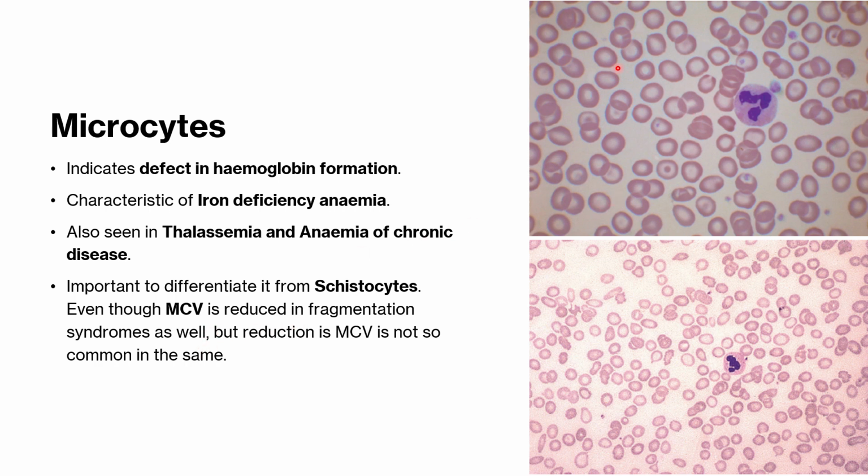So if you see in this image, you can see a lot of microcytes. This is a normal cell and this is a smaller cell. Similarly, this is a smaller cell, it's a microcyte, this is a microcyte. In this image also you can see thalassemia. You can see a variable number of shapes and a lot of microcytes.